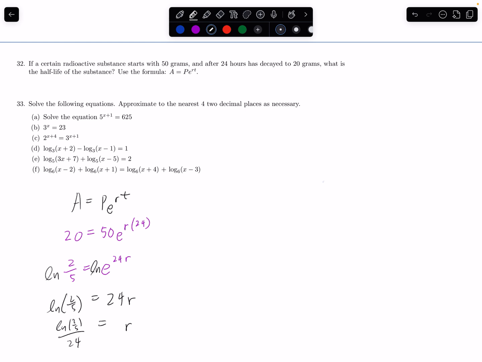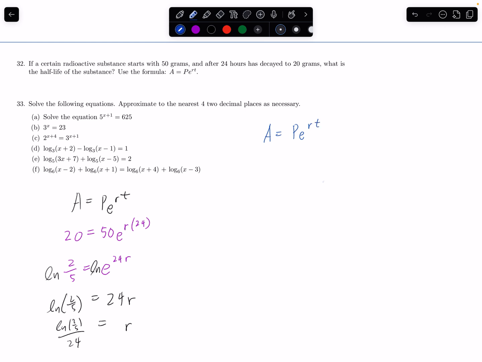Now, let's look back at the question though. The question didn't ask us for R actually, but it did ask us for the half-life. So what does that mean? Okay, that means half-life is a time, right? It's T. But here I just solved for R. So what is the connection here? What we're going to do is rewrite our formula again. A is equal to P e to the RT.